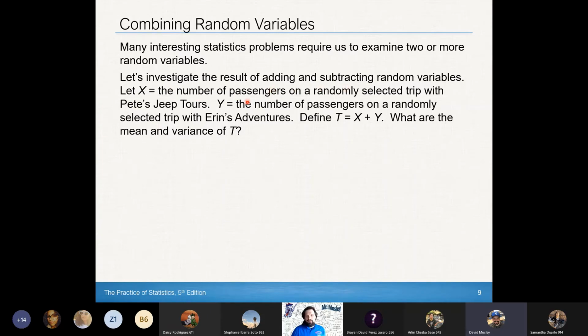Let X equal the number of passengers on a randomly selected trip with Pete's Jeep Tours, and Y equal the number of passengers on a randomly selected trip with Aaron's Adventures, another tour company. Define T to equal X plus Y, right? So the number of passengers on a randomly selected day between both tour companies. What are the mean and variance of T?